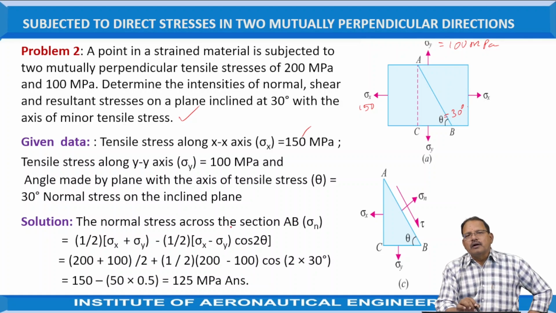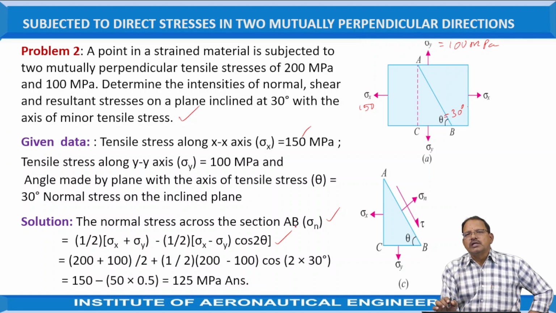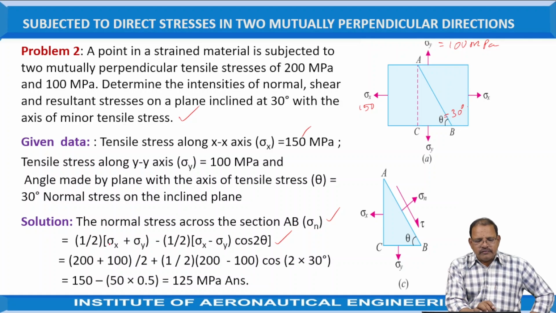According to the previous derivations, the normal stress across the section AB, generally represented as sigma n, is equal to 1/2 (sigma x + sigma y) minus 1/2 (sigma x minus sigma y) cos 2 theta. This is the relation. Now substitute the values: sigma x is 200 and sigma y is 100, so 1/2 (200 + 100) minus 1/2 (200 minus 100) cos (2 times 30).